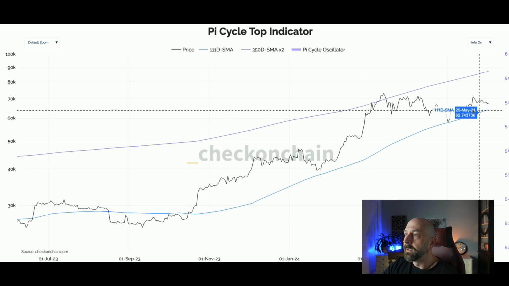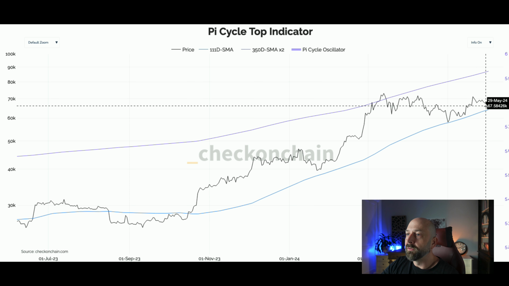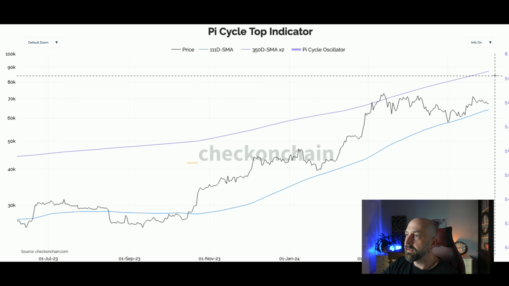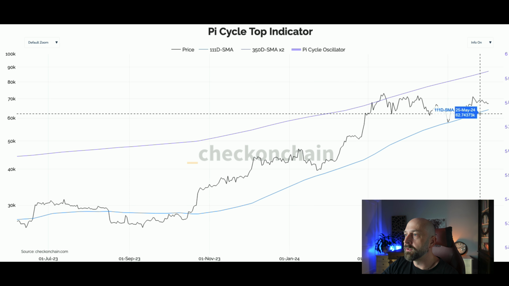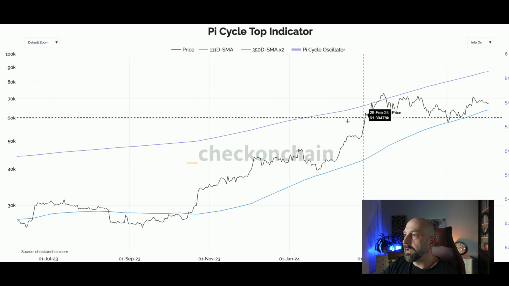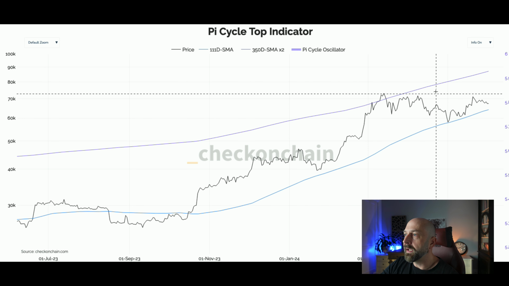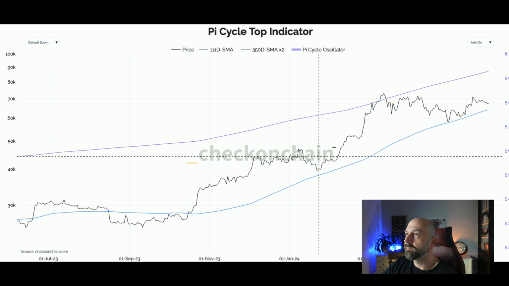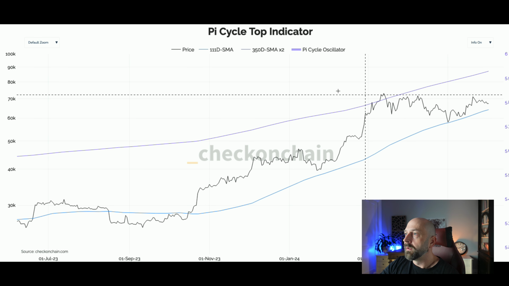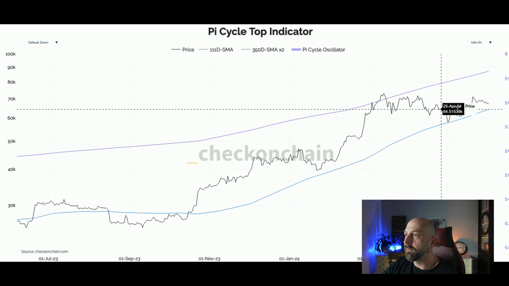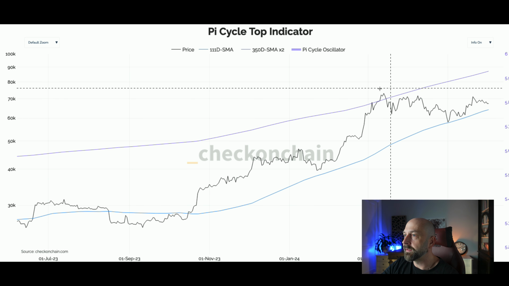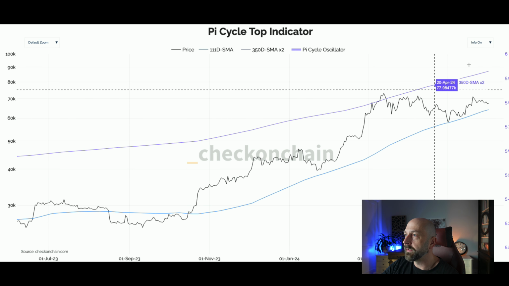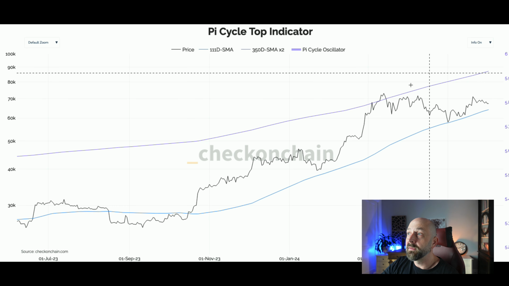We haven't printed any orange beams, which makes me think that we are continuing up in this sort of upward trend. Some of the things that we could do is retest this 111-day moving average, SMA. So we could come back and test this before we move higher. Just something to be mindful of, that we haven't printed any orange beams, and that we've really only broken up once into this 350-day moving average channel, which makes me think that we might have a bit more in it.